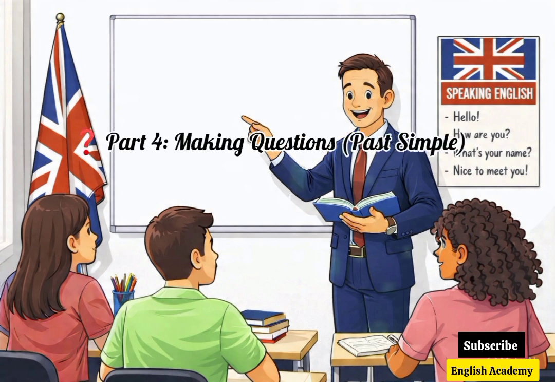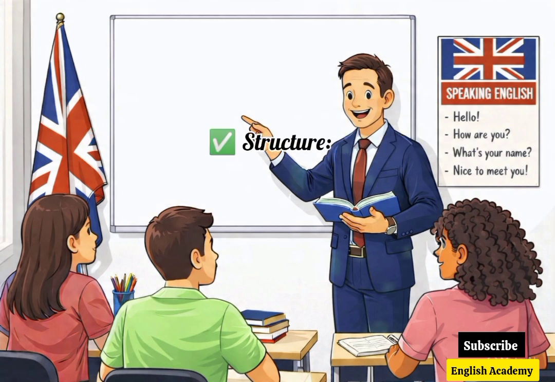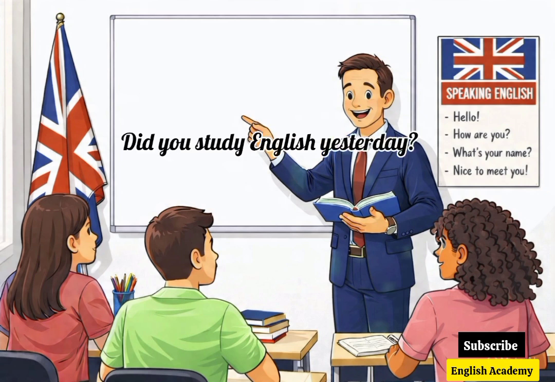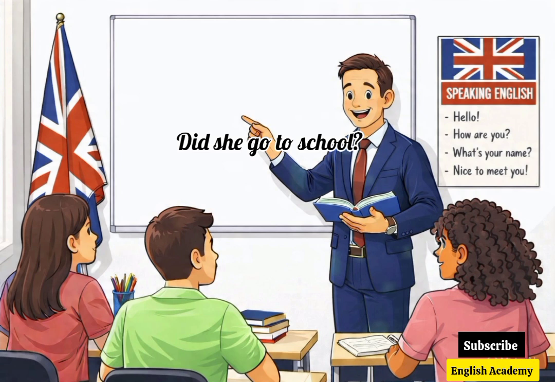Part 4. Making questions in past simple. Structure: Did plus subject plus base verb. Examples: Did you study English yesterday? Did she go to school? Did they play cricket? Short answers: Yes, I did. No, I didn't. Yes, she did. No, they didn't.